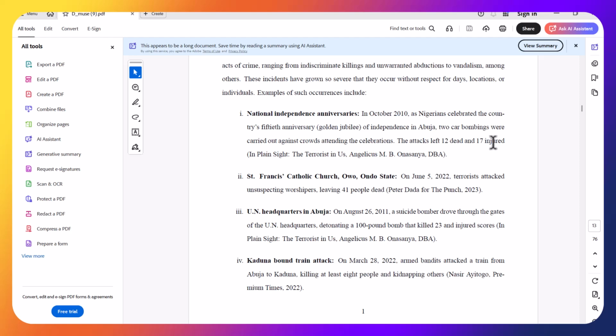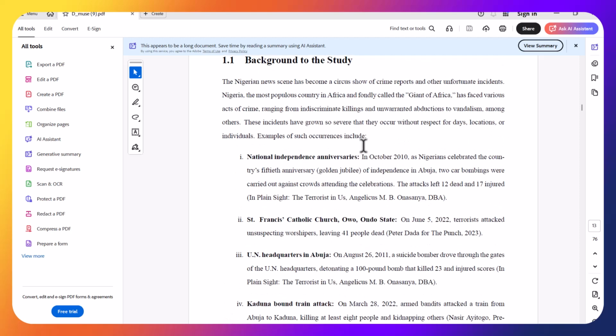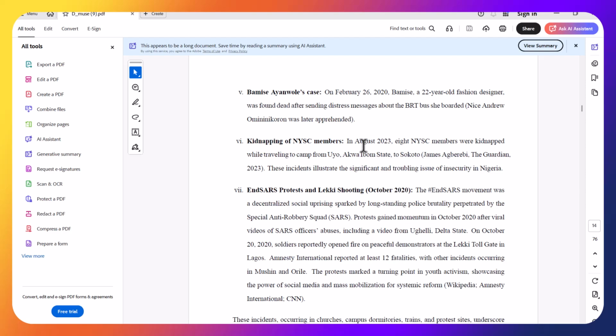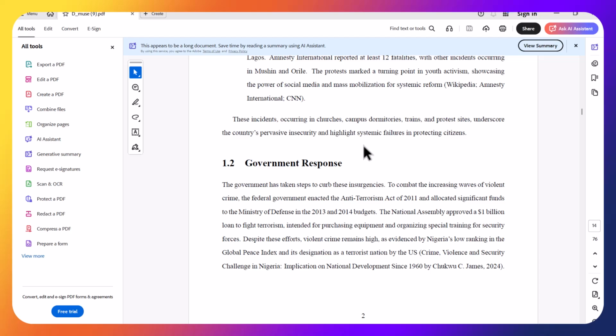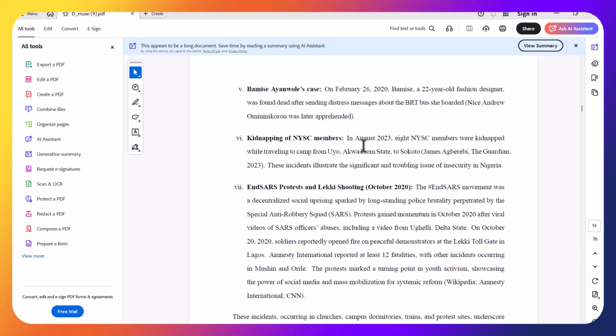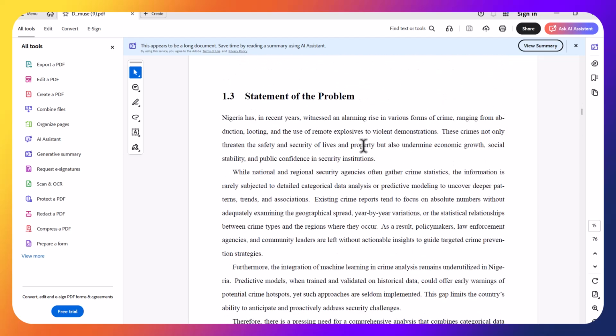And you can see some accidents, like two car bombings that were carried out against crowds attending the celebrations in Abuja on the 50th anniversary of independence, and also the Saint Francis Catholic Church, and also the EndSARS protests in Lekki going back in 2020. Then under the background of study as well, we have the governor's response.